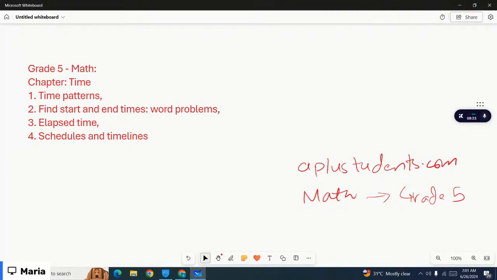We're going to start with the chapter time. The lessons we're going to cover today are time patterns, find start and end time, word problems, elapsed time, and schedules and timelines. Please make sure you have your notebook and pencil so that you can note down the important examples and definitions as well, right?